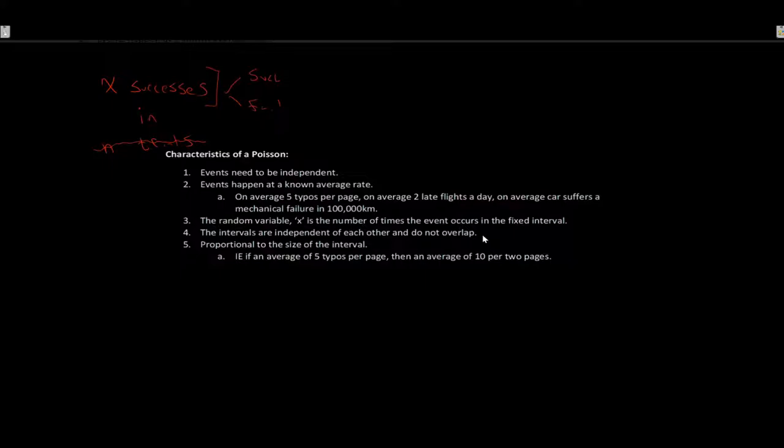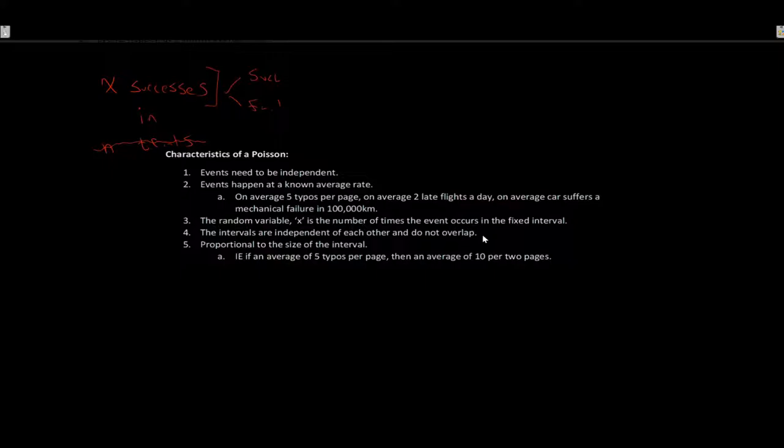Next, the intervals are independent and they don't overlap. If we're looking at 2 late flights a day, we have 1 day. And if we have 5 late flights in 1 day, that doesn't influence the likelihood of the next day. The days are discrete time periods. They don't overlap with each other. They're just blocks in time or space. They're not overlapping. They're discrete.